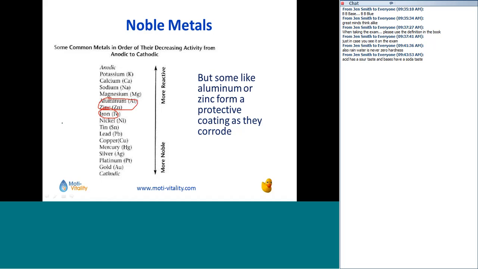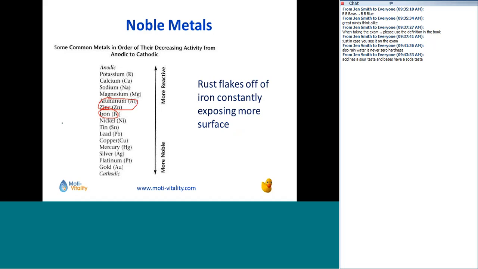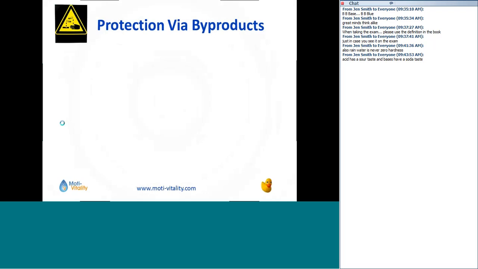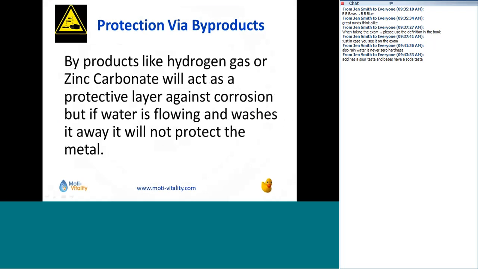The reason iron, we think of it as rusting or corroding faster than other metals, is not because it does, but because it flakes off, and that constantly exposes new surface to corrode further. There are also some byproducts, like hydrogen gas or zinc carbonate, that will act as a protective layer against corrosion, but if water is flowing and it washes it away, it's not going to protect the metal.